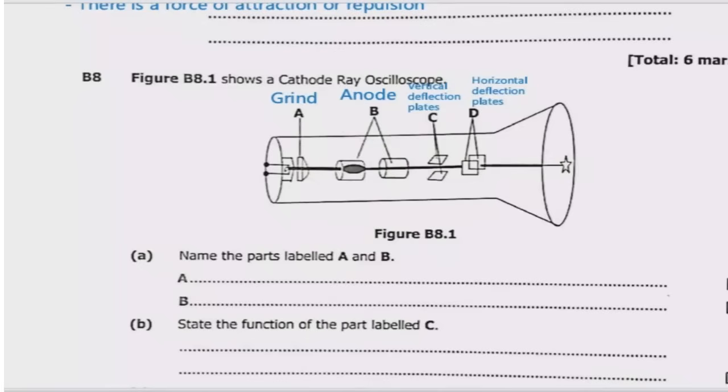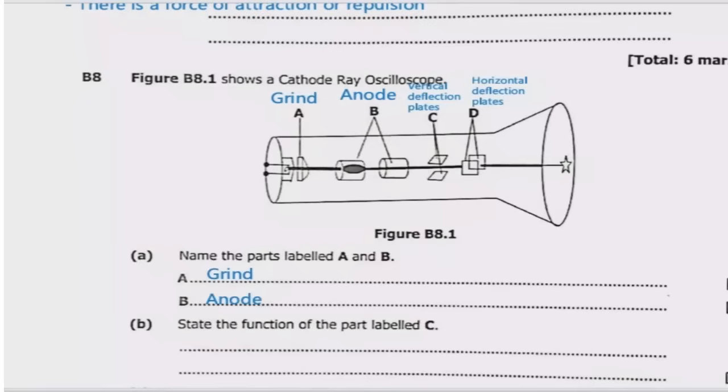The actual question, question 8A, is: name the parts labeled A and B. So the part labeled A, we have named it already, that is grid. Then B, we have named that as anode. So that is anode. Okay, so those are the parts.